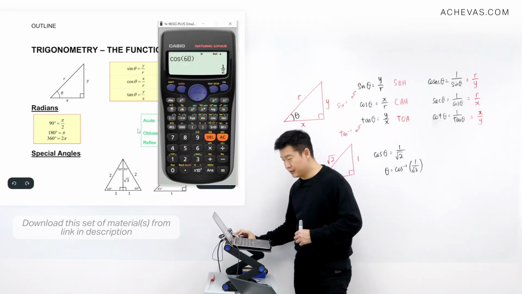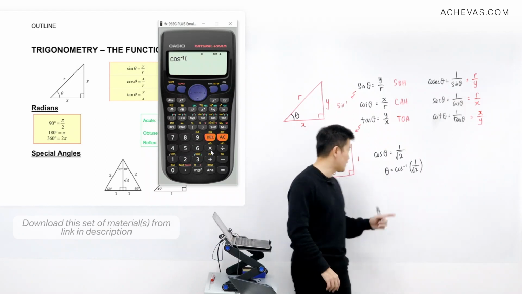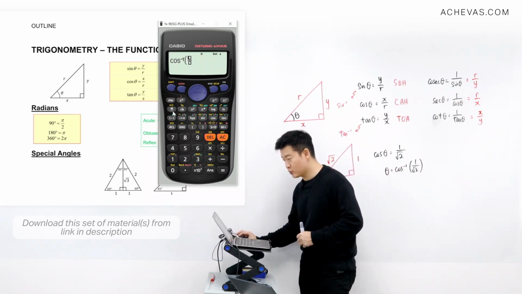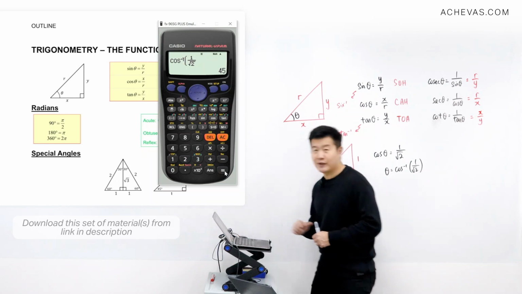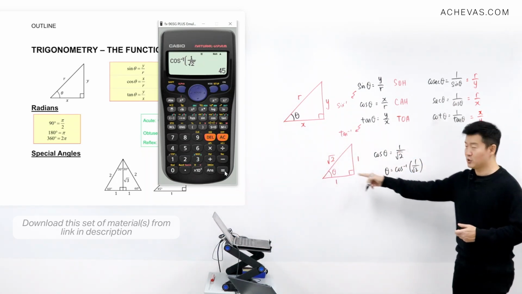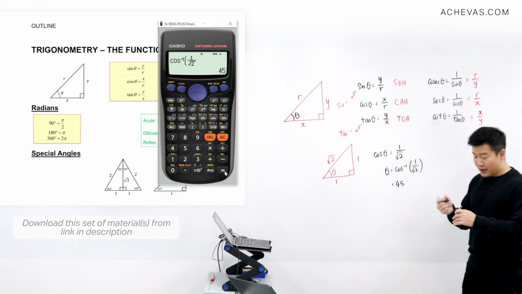So on the calculator, what we will do is we want to trigger cosine inverse, and cosine inverse is actually here. So here, shift cosine, and I'm doing a cosine inverse of 1 over square root of 2. So let's press in 1 over, then we have a square root of 2. Calculating for this, it actually gives us an angle of 45 degrees, which was what we have already calculated it to be.